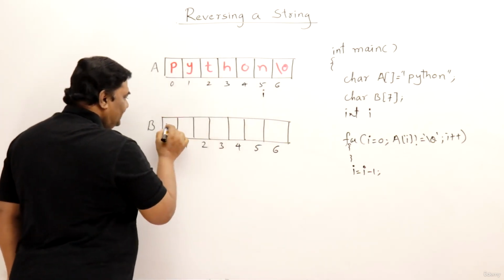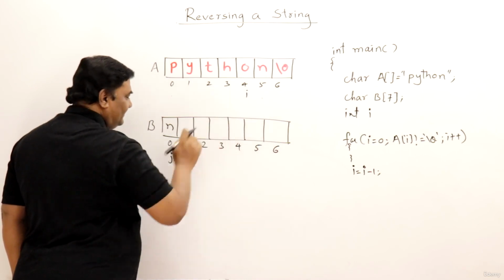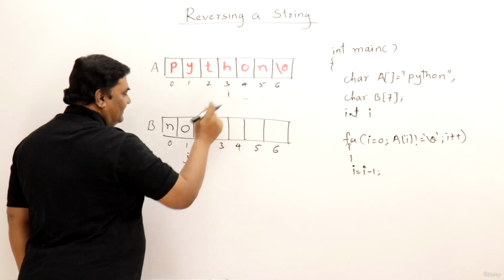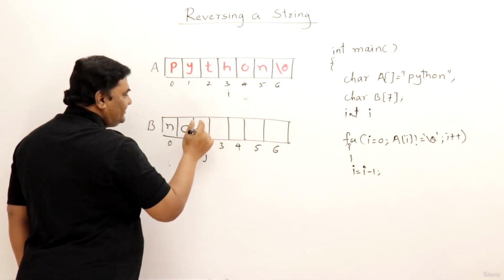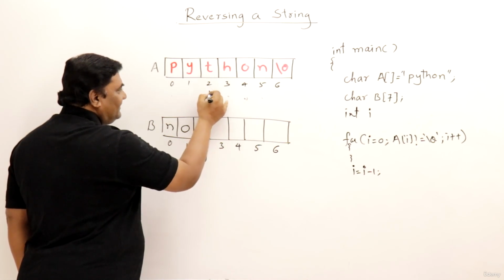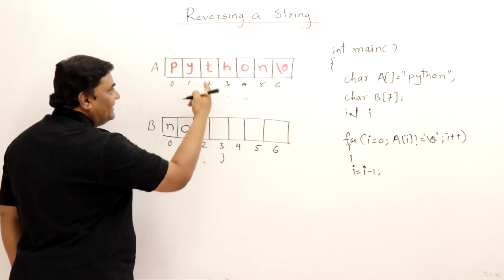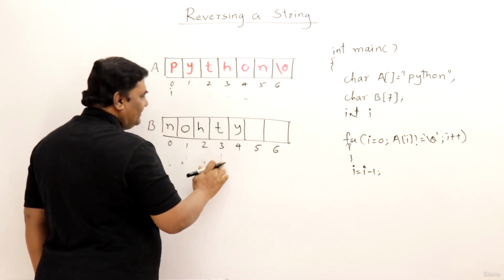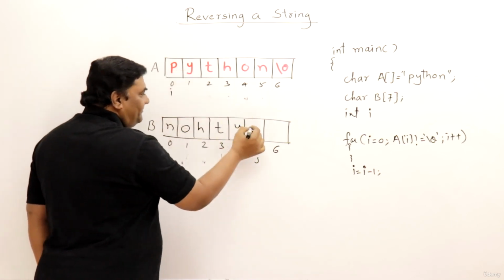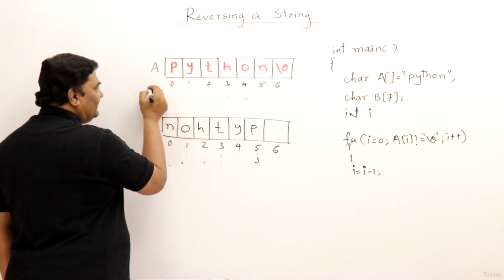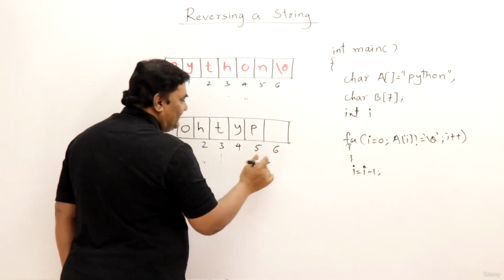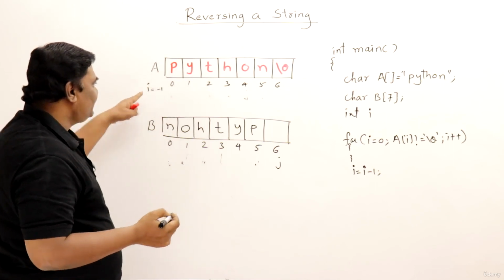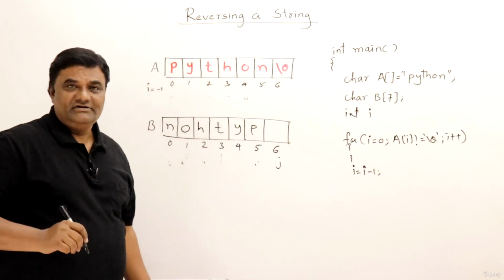Now N I will copy, then decrement i and increment j. Then O I will copy, decrement i and increment j, then H I will copy here, then decrement i and increment j. In this way I will copy T, then Y, then at last when it has P here, copy P, right? Decrement i, so i becomes -1, and increment j. Now stop, because we have finished all the alphabets. How do we know that? Because i has become -1.